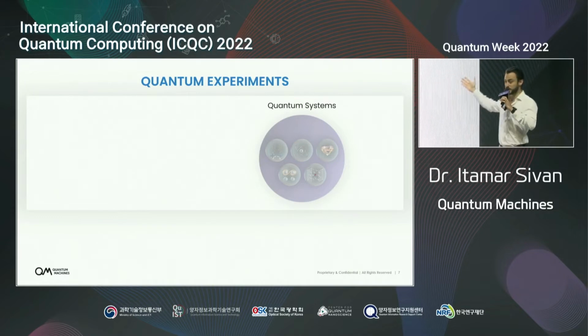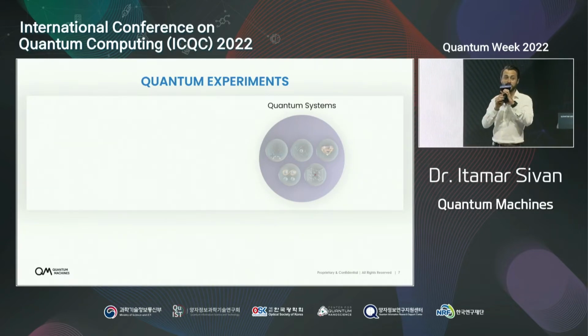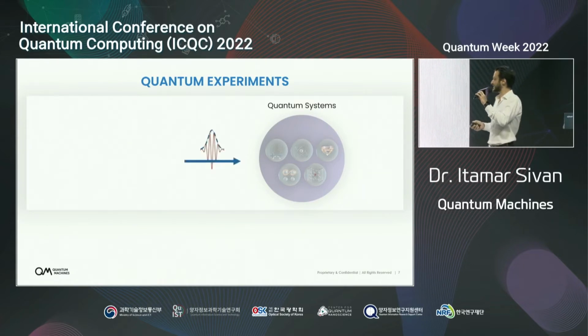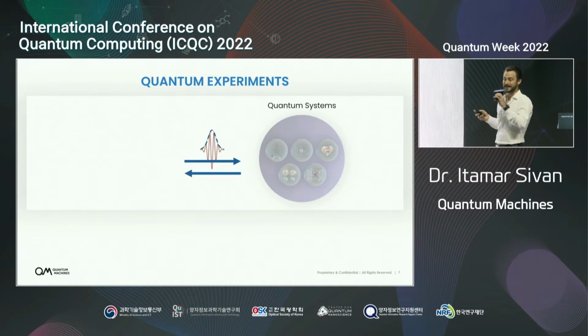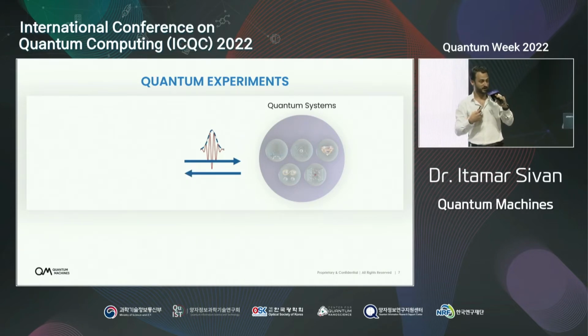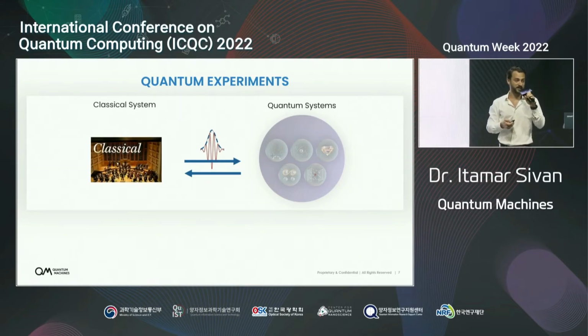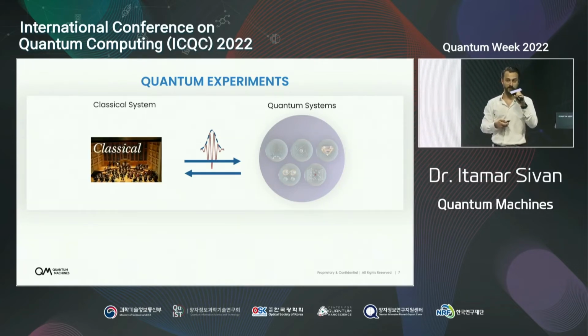Of course, we're all interested in quantum systems, right? Different quantum systems, this is what we're interested in. But in order to do anything with a quantum system, you always need to send pulses to it and get pulses from it, right? And since we are classical beings ourselves, it is a fundamental fact that we need other classical systems to mediate this process for us.